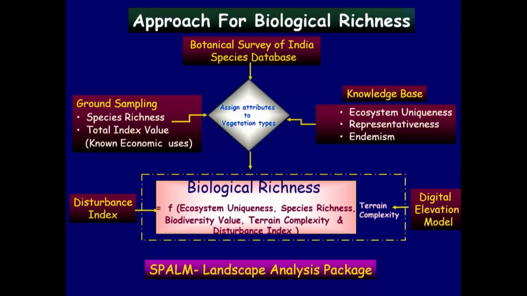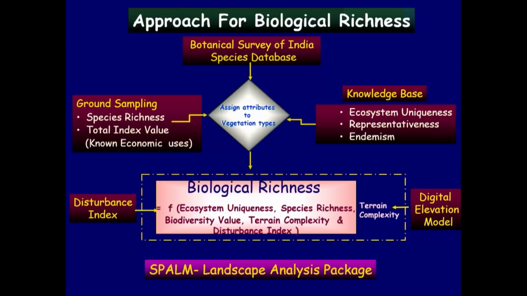And then we have the disturbance index map, which I have already shown you. That means all these maps I can overlay in GIS. Ecosystem uniqueness, species richness map, biodiversity value map comes from here. Terrain complexity map comes from the digital elevation model. And then disturbance index comes from here. All these maps I can now overlay in GIS.